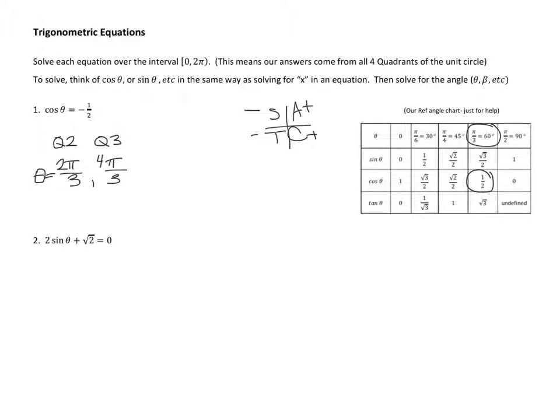Remember, in quadrant 2, the numerator is 1 less than the denominator. And for quadrant 3, it's 1 more than the denominator. So my two values of theta that work are 2 pi over 3 and 4 pi over 3.